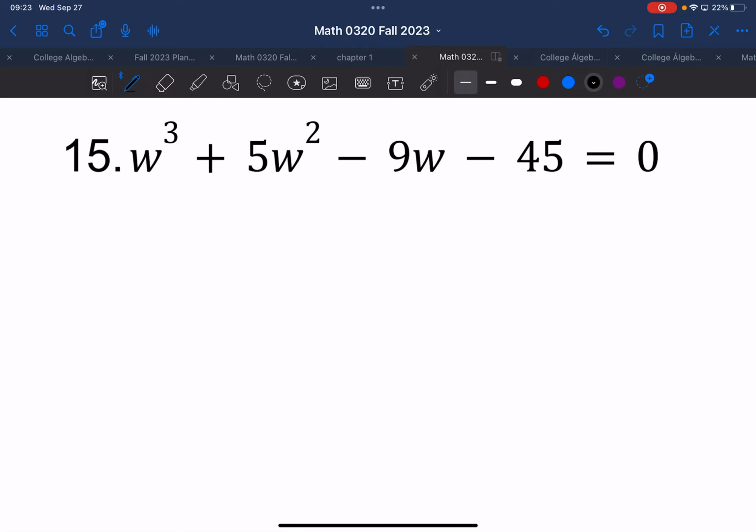Number 15, we have a problem already equal to 0, so that's a good start. However, instead of our 3 terms, we have 4 terms. So right away that should tell you to do what? Factor by grouping.